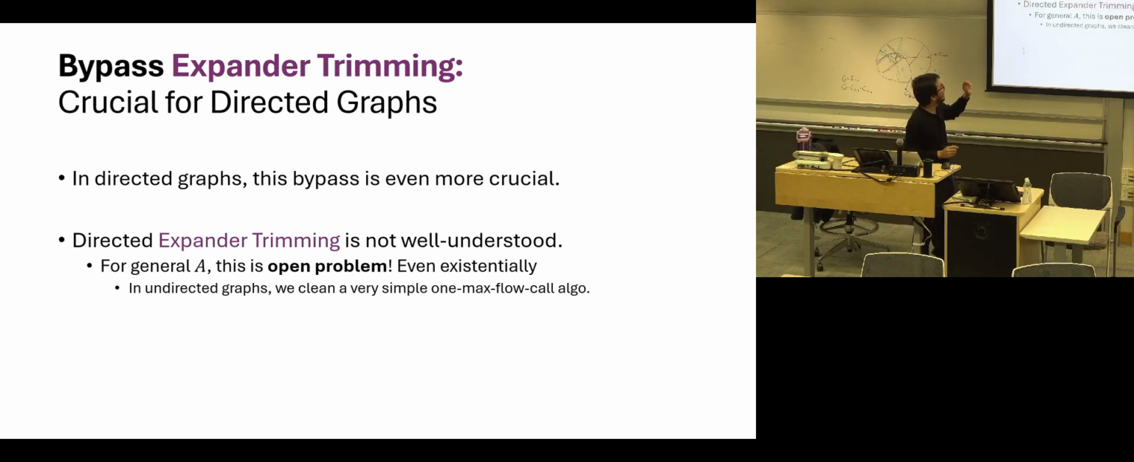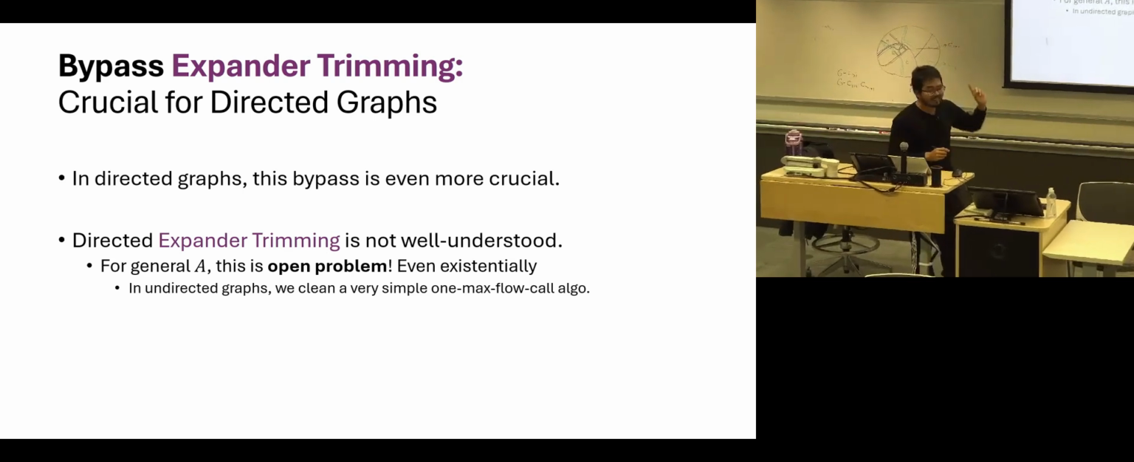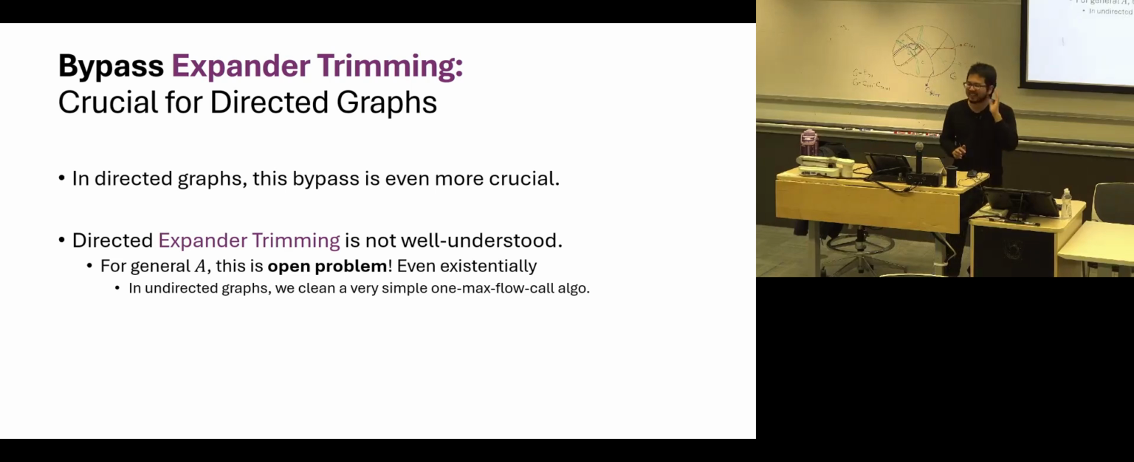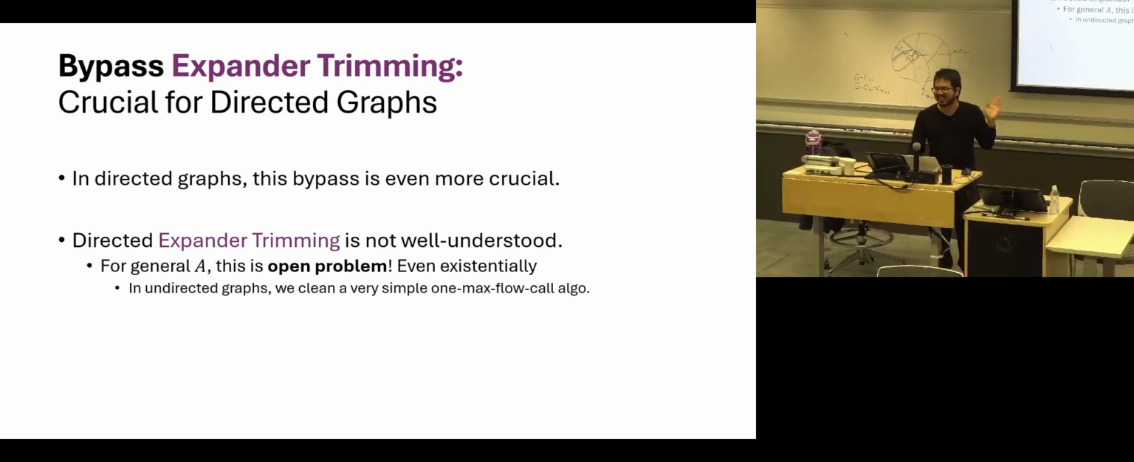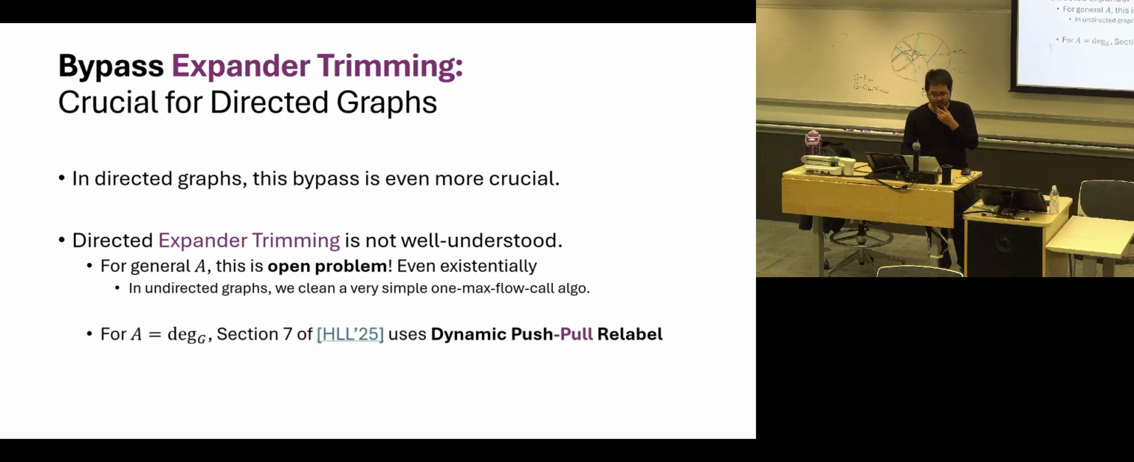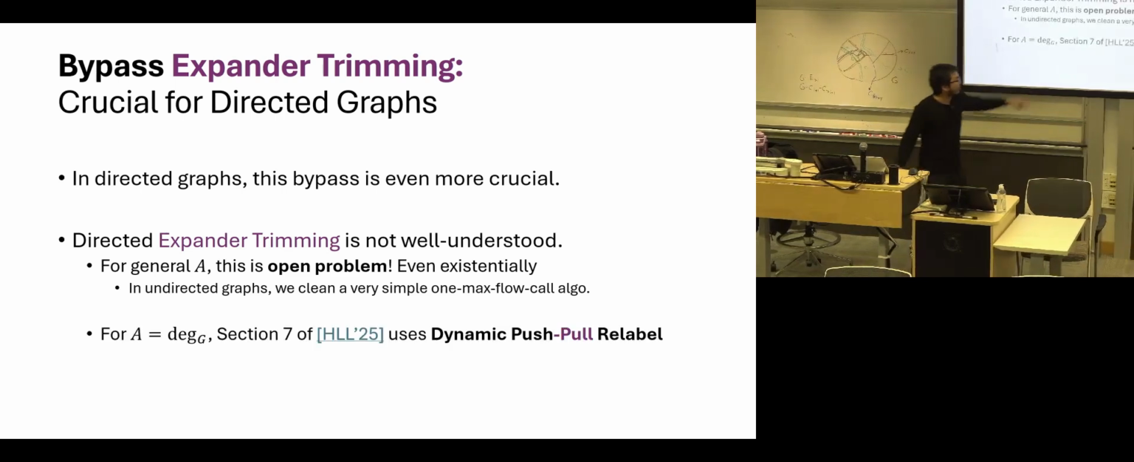How to do it in directed graphs, I didn't think hard about this, but I think it's a cool question actually. How to do this? Even existentially, I think it's interesting. But when A is the degree node weighting, then there are techniques to do this.